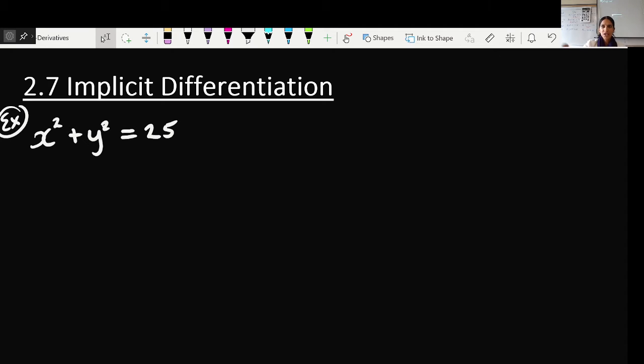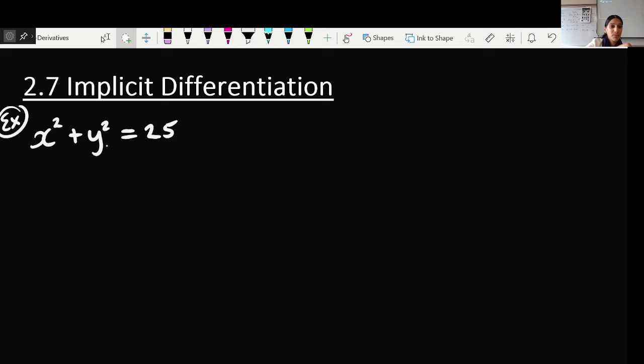Implicit differentiation is basically an equation that doesn't have y isolated. So far, everything that we have taken the derivative of had y isolated on one side, and we were just taking the derivative of x.